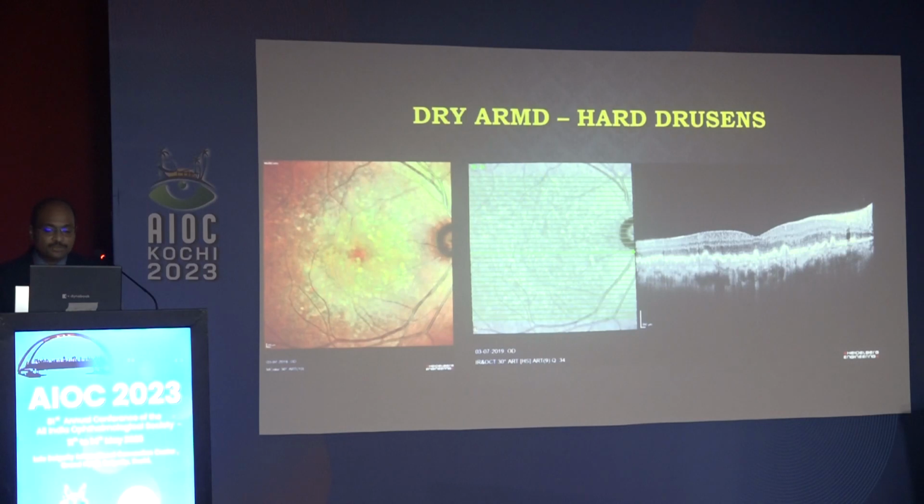So these are hard drusen of dry AMD. I'd like to direct your attention to these, this bumpy sawtooth kind of appearance. See, the RPE is being elevated. Note that the RPE is elevated.